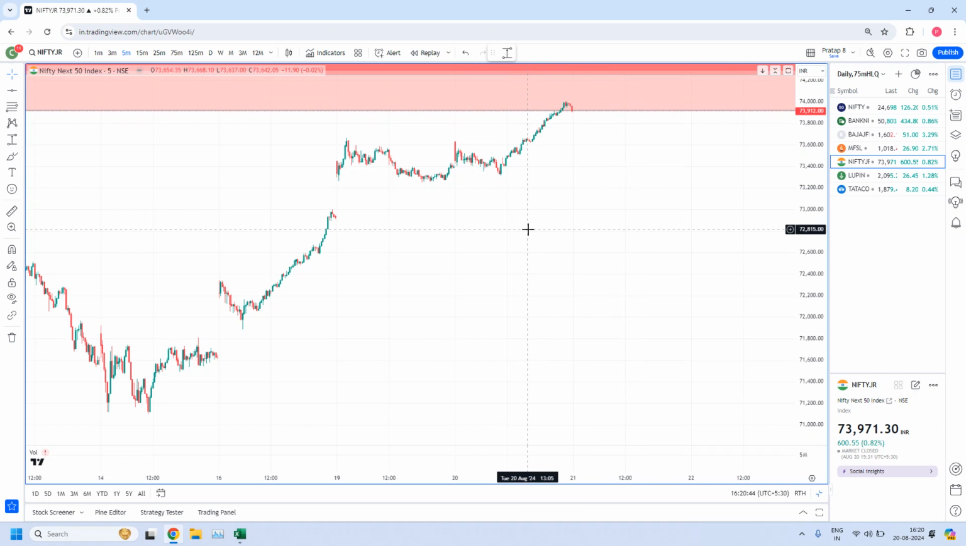So these are the high liquidity zones identified in our yesterday's end of the day list.